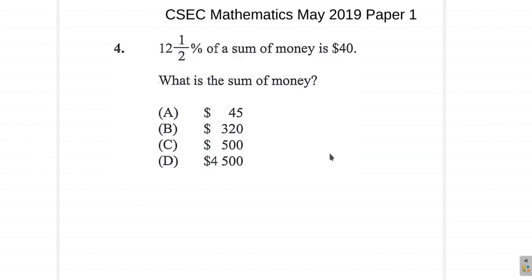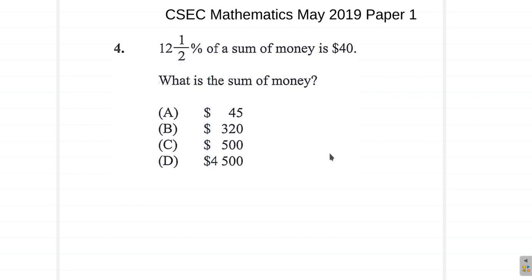Question 4. 12.5% of a sum of money is $40. What is the sum of money? I want you to write this down. Then do it by yourself before you watch this video. Alright, so let's look at it and see how things go.